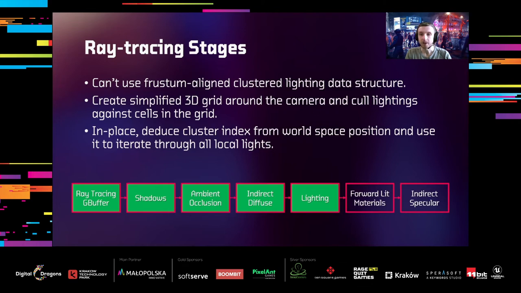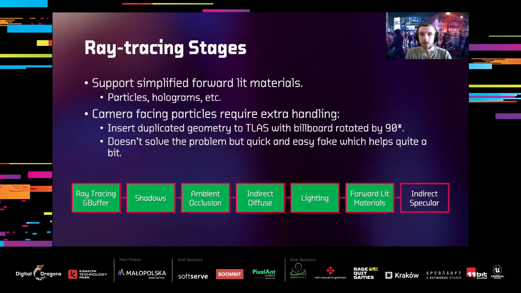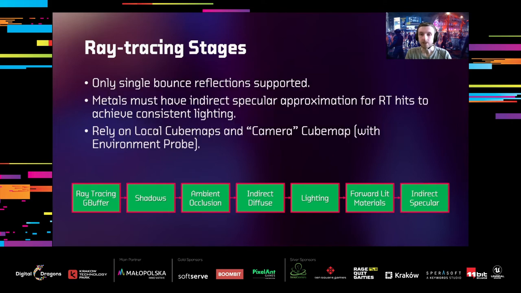The main difference between the two pipelines is the way lights are clustered and fetched. For the RT lighting pipeline, we use a simplified 3D grid around the camera, with lights assigned against voxels in this grid. At the lighting stage, instead of reading lights from the frustum-aligned hierarchical clusters, we read them from the 3D grid directly. For forward lit materials, we support a simplified version of them. Supported material types include particles, holograms, and a few others which make a significant contribution to a frame in futuristic London. As for the indirect specular, we don't support full-featured reflections in reflections.